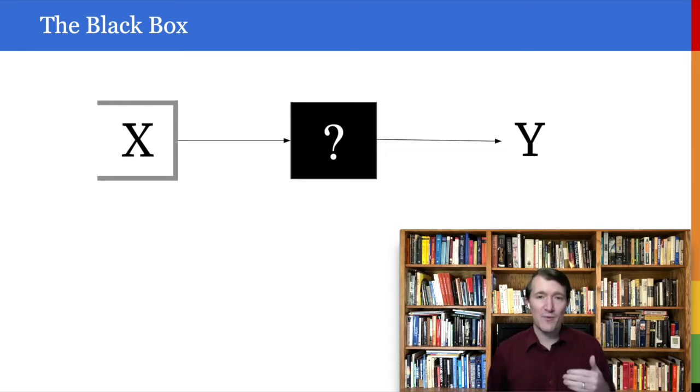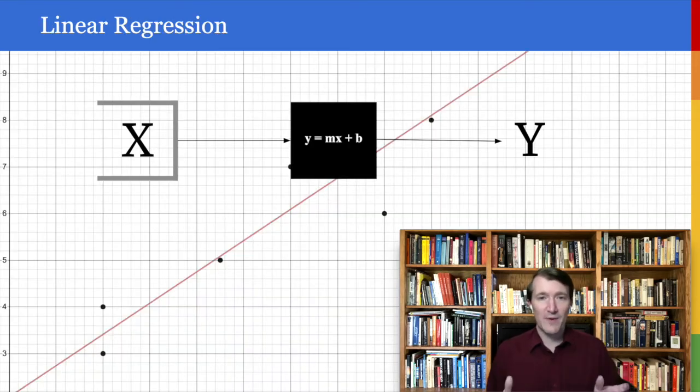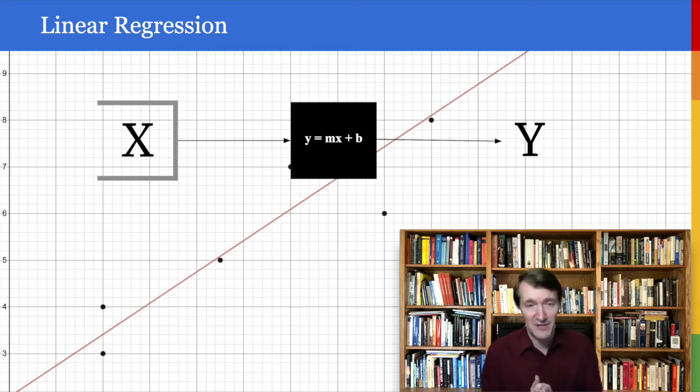And so we've dealt with different functions as we've gone through the course. The first one that we know is a linear regression, right? And that's your good old y equals mx plus b. So it's the equation of a line.